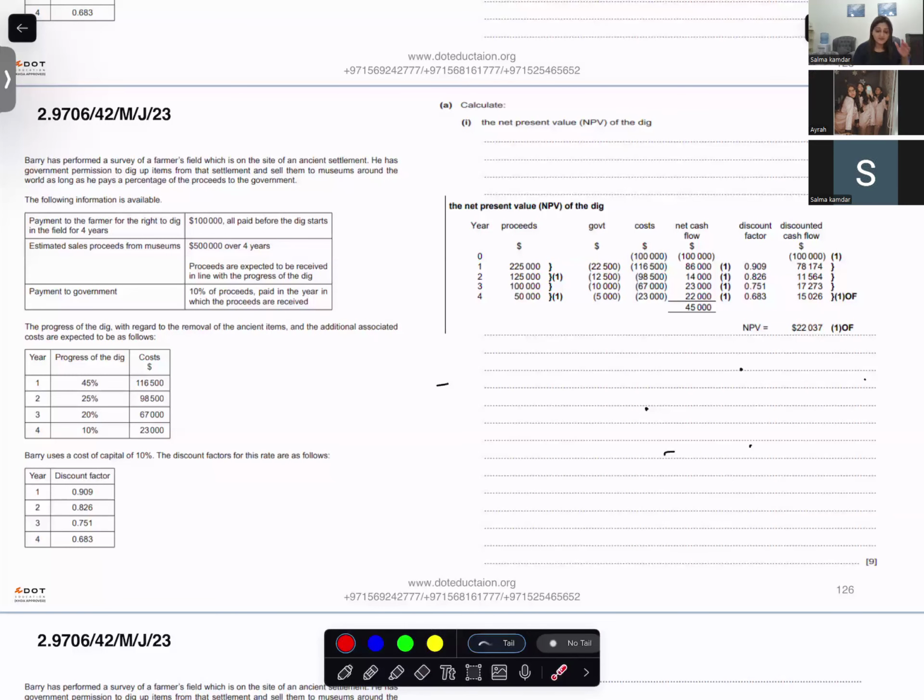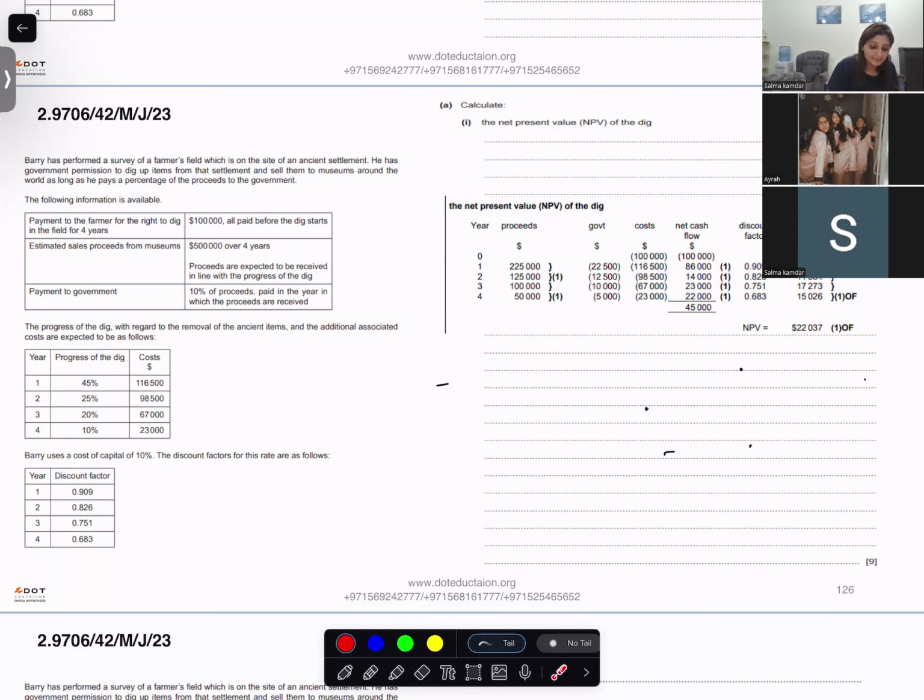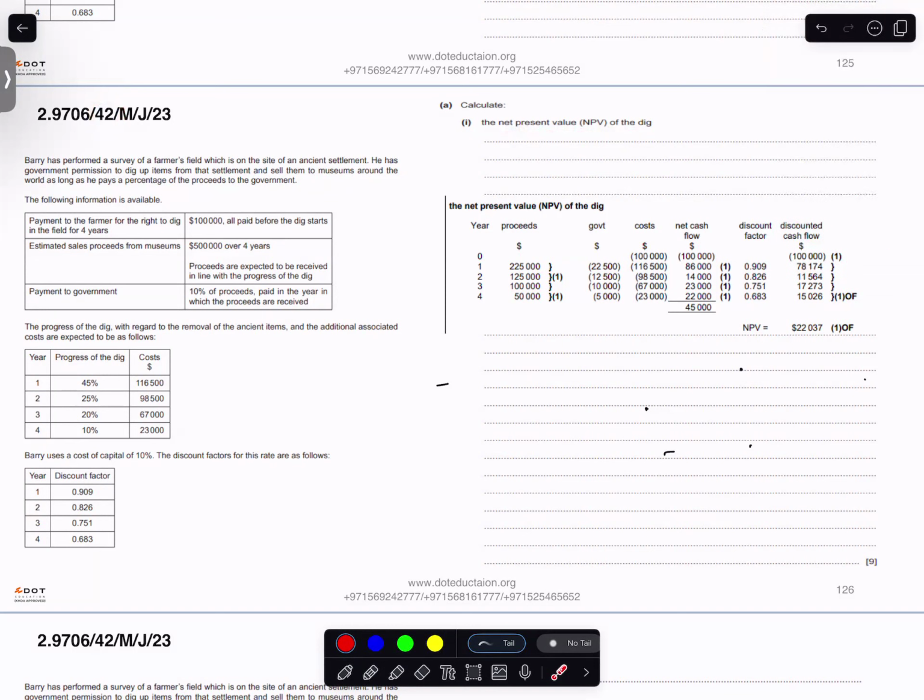So we are doing the sum of investment appraisal of May-June 2023, paper 42. You're asked to calculate the net present value. When you're asked to calculate the net present value, the first thing that you need is the net cash flow.